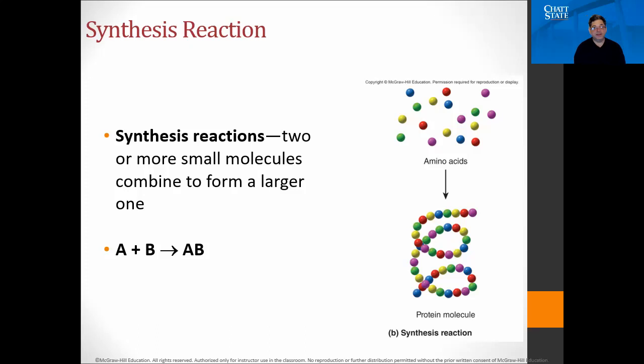Let me see the question here. Yes, that's true. The anabolics are definitely useful in that way. Absolutely.